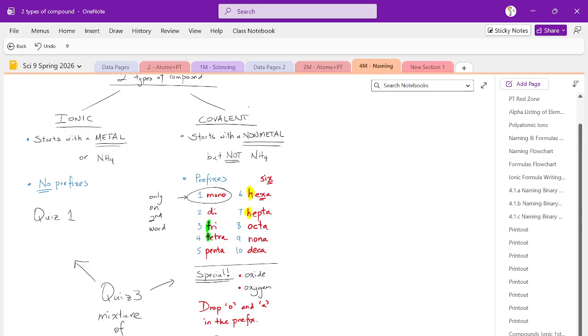So if you want to redo it, you can do 2B or you can move on to quiz number 3. It's up to you. Quiz 3 is in there already? Okay, cool.